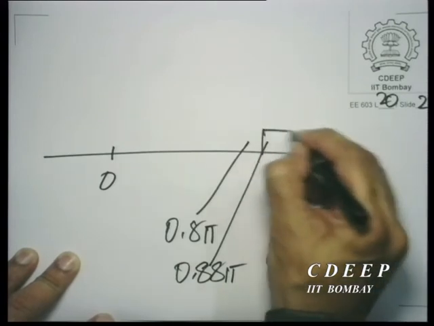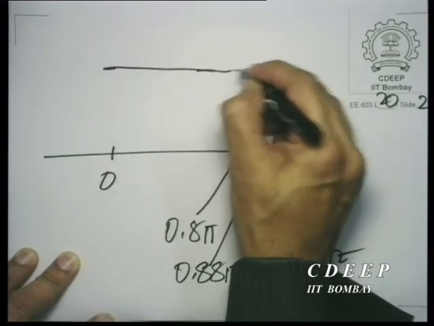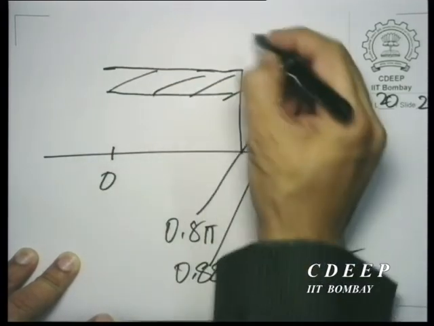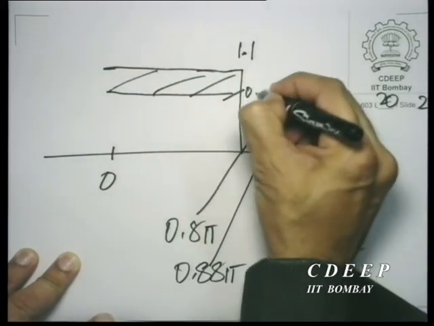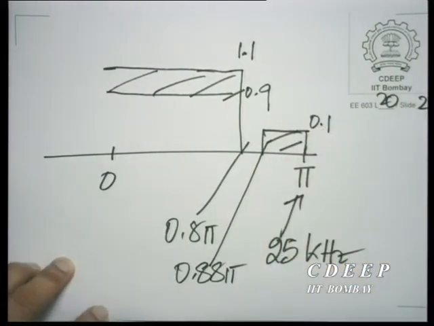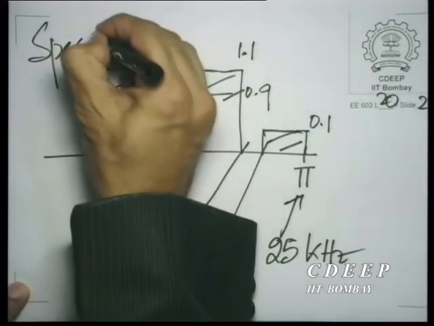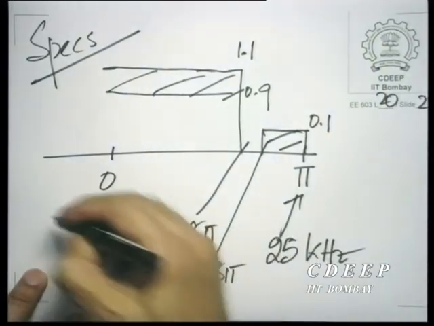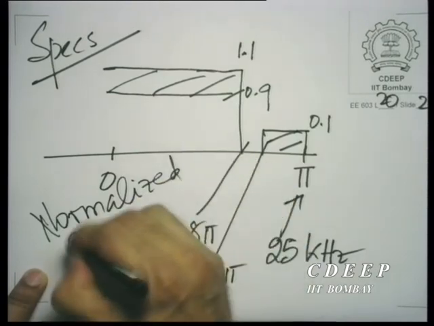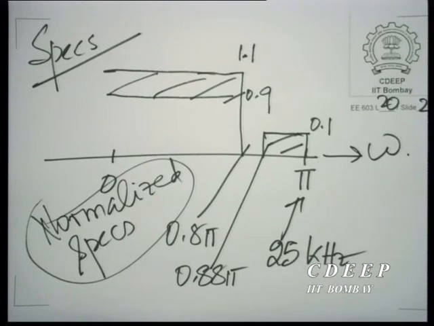And therefore, you have a stop band going from 0.88 pi to pi, and a pass band going all the way from 0 to 0.8 pi. And of course, you are allowing the response to vary between 1.1 and 0.9 here, and from 0 to 0.1 there. This is the response that you want to realize. So this is how you would translate the specifications into the normalized angular frequency domain. Or these are called the normalized specifications on the normalized angular frequency axis.